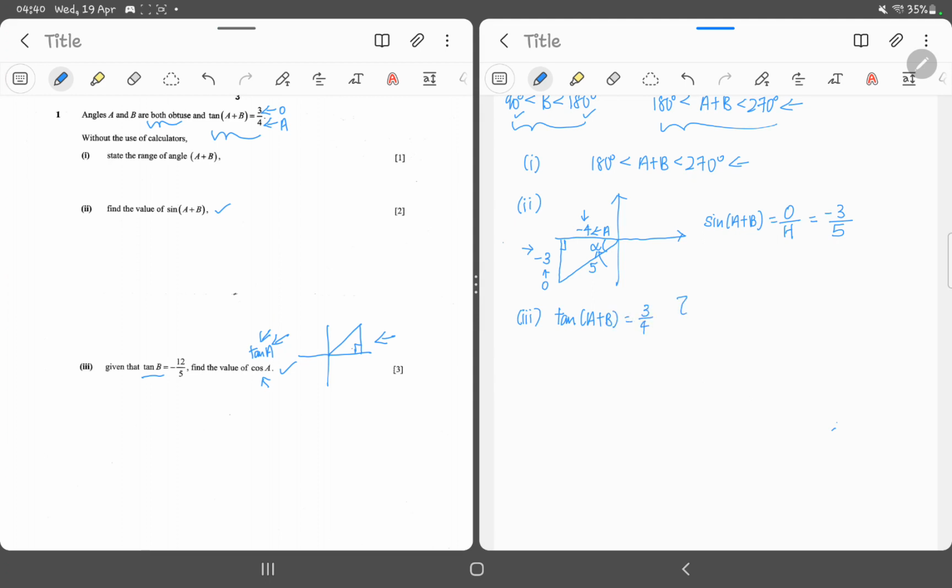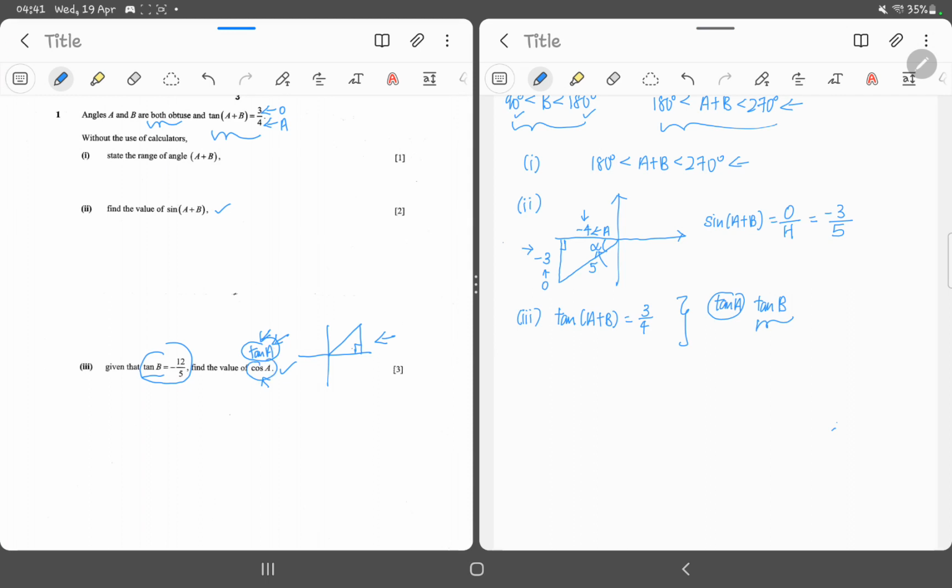How do I write this equation such that I can split it into tangent A and tangent B separately? Because I know what tangent B is, and if I know tangent B, I can find tangent A. Then subsequently I can find cosine A.